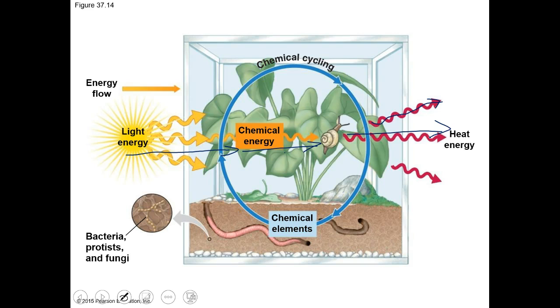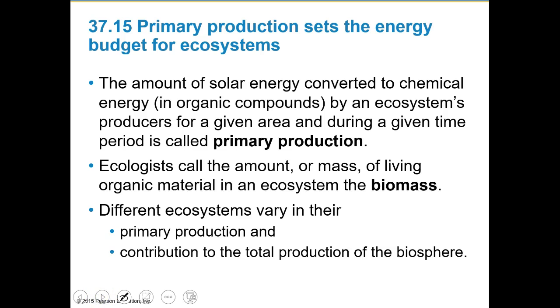Chemical cycling is a little bit different. Maybe we've got some bacteria in here, and certain elements like carbon and nitrogen are just going through this whole system. So that's the stuff to think about. The amount of solar energy converted to chemical energy in organic compounds, which are compounds that contain carbon, by an ecosystem's producers for a given area and during a given time period is called primary production.